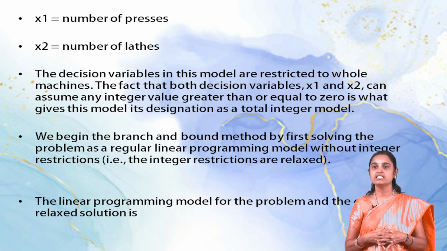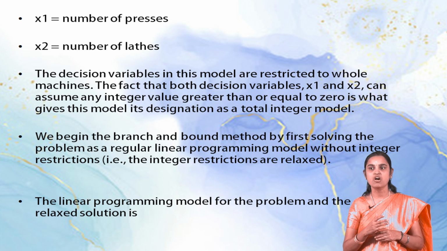The decision variables in this model are restricted to whole machines. The fact that both decision variables x1 and x2 can assume any integer value greater than or equal to 0 is what gives the model its designation as a total integer model. We begin the branch and bound method by first solving the problem as a regular linear programming model without integer restriction. That is, the integer restrictions are relaxed.